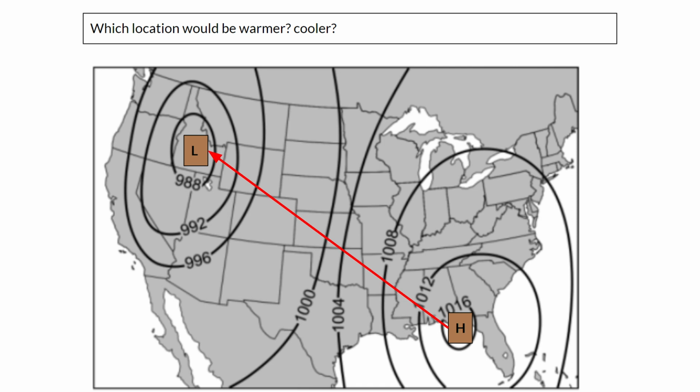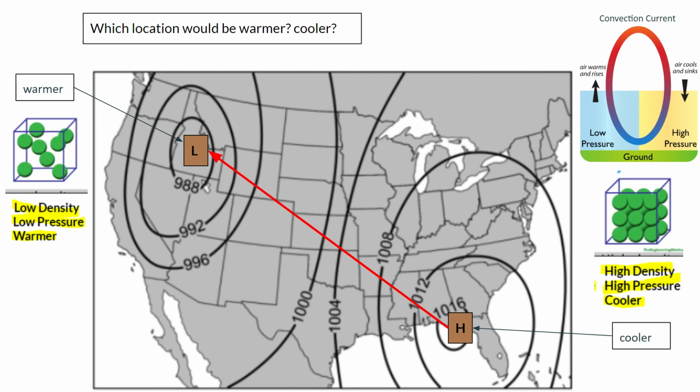Now, which location do you think would be warmer or cooler? The answer is the low pressure area is warmer. Remember, warm air rises and has less density and lower pressure. And the high pressure area would actually be cooler. Cooler air has high density and high pressure. Okay? And also remember that means in low pressure areas like this, the air will actually rise because it's warmer. And in high pressure areas like this, the air will actually sink and it will cause a convection current.